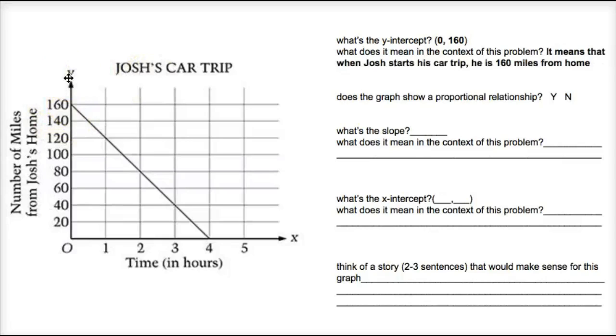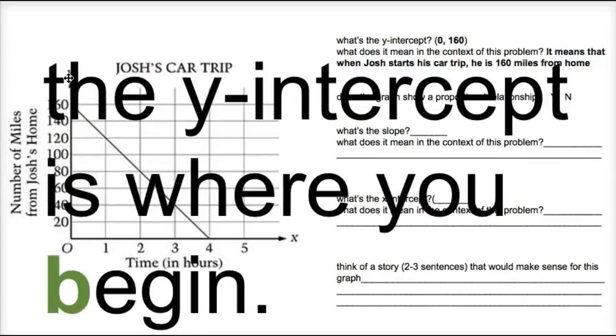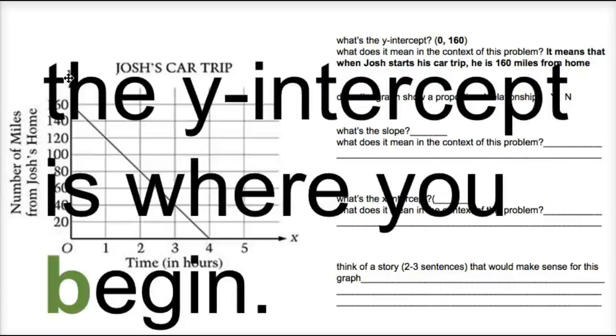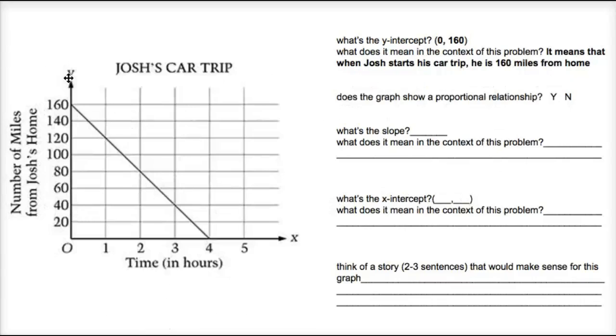Does it show a proportional relationship? No, it does not. Also, let's remember, the y-intercept is always where we begin. So we're beginning, so at 0 hours, we're 160 miles from Josh's home. So when we start our drive, Josh is 160 miles from home.